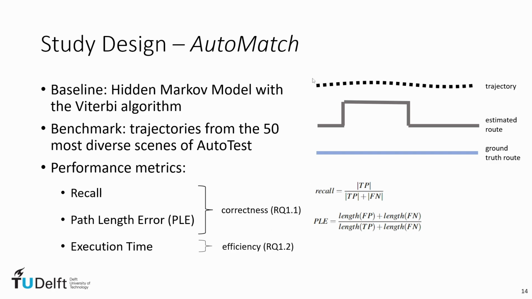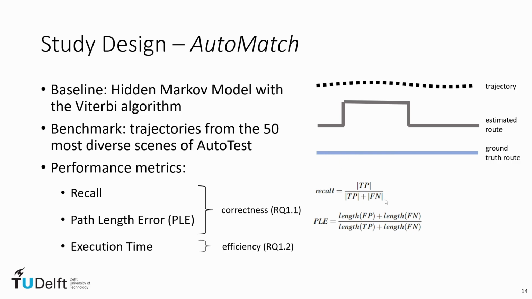So if we look at a small example, here is a trajectory which has been map matched by an algorithm to create this estimated route. Then there is this ground truth route, which is actually a straight line. If we want to calculate the recall, it's simply the amount of correctly estimated lanes in the route divided by the total amount of lanes in the ground truth route, right?